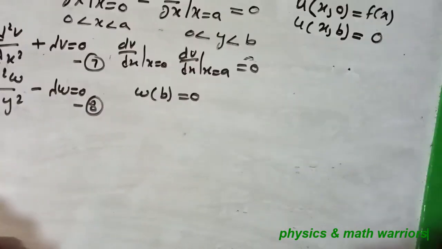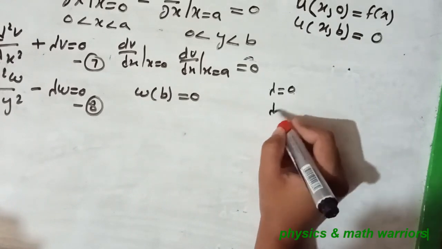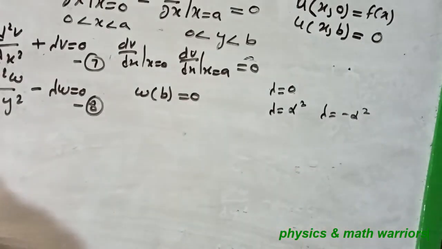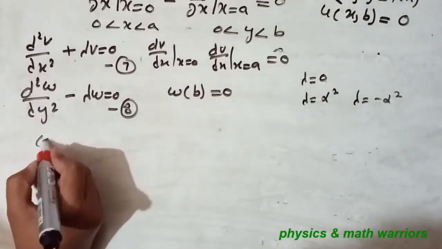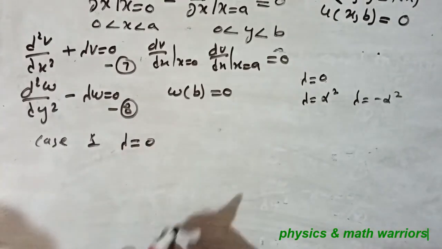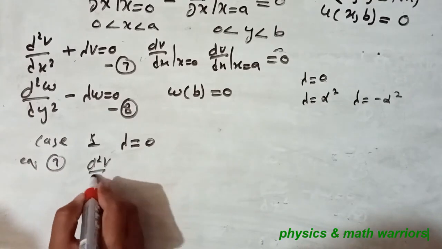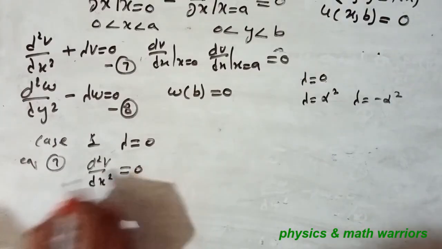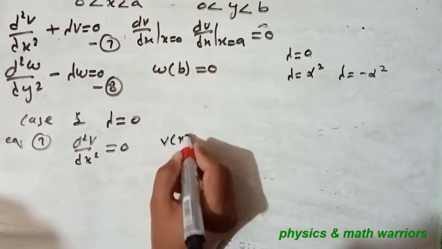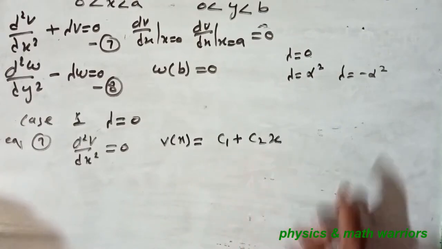Now we will discuss the following cases: when lambda is equal to 0, lambda is equal to alpha square, and lambda is equal to minus alpha square. So case 1, if lambda is equal to 0, equation 7 becomes d square v over dx square is equal to 0, and the solution of this equation is v of x is equal to c1 plus c2x.